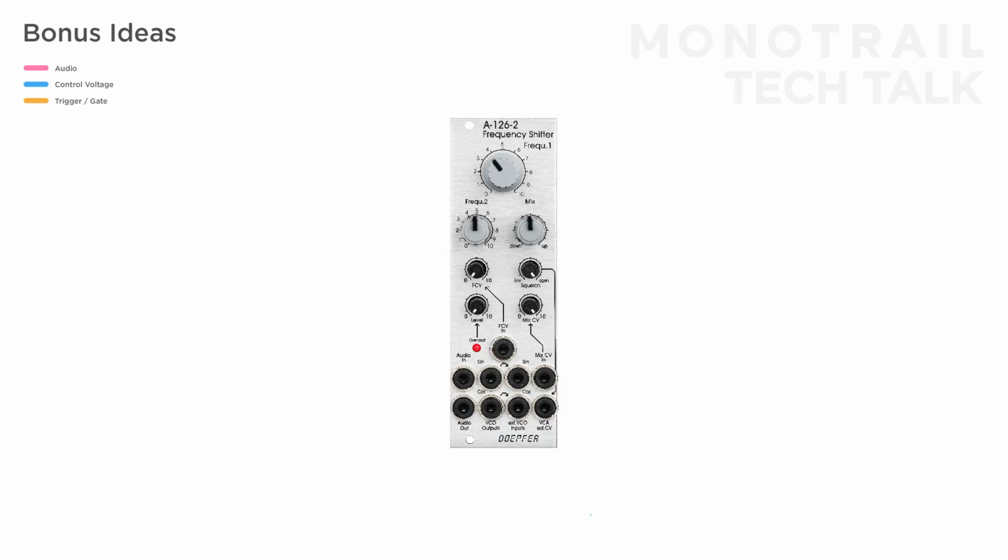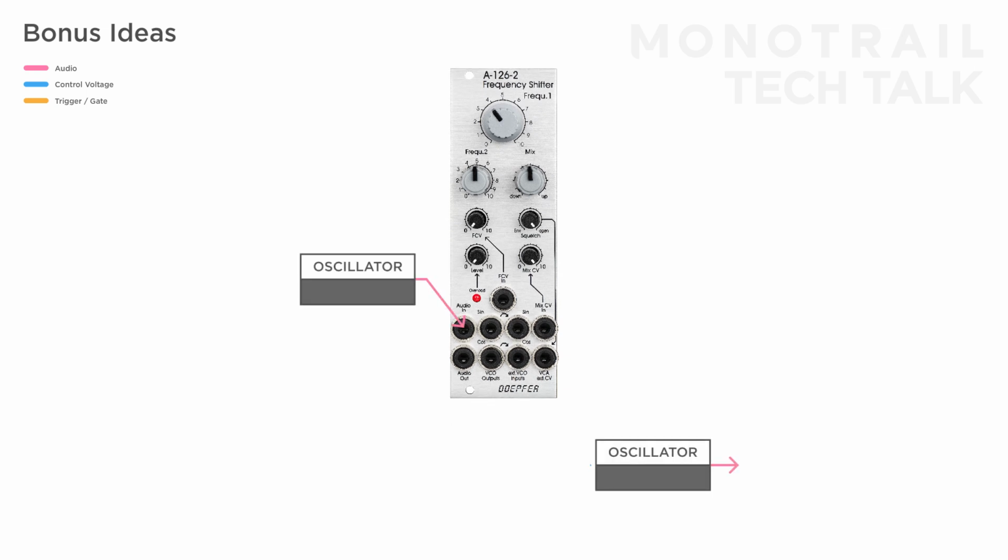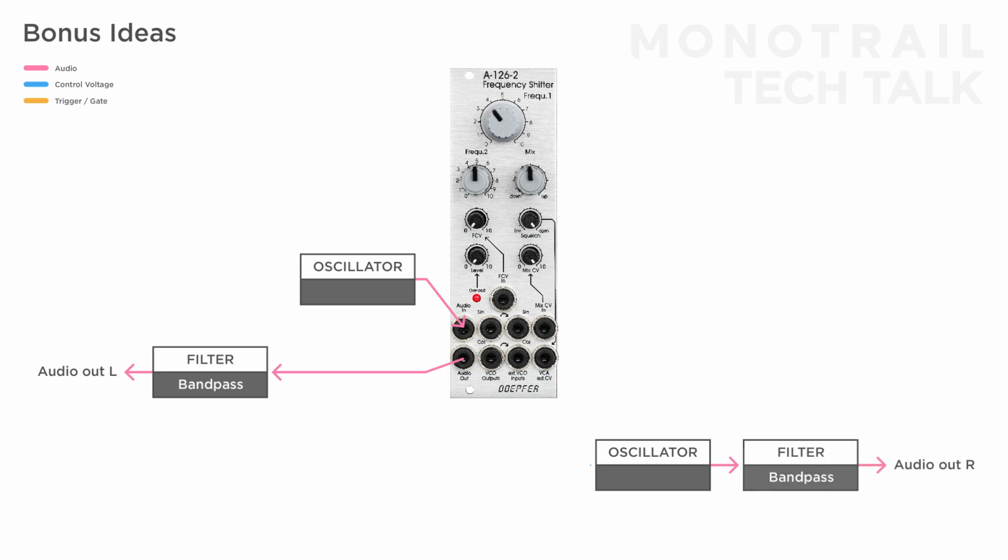A frequency shifter is very suitable for experimentation and exploration. Here are a few more uncategorized patches that I enjoyed. Frequency shifters work great in more complex self-generative FM patches. In this example, two oscillators are used to create a stereo sound. One oscillator passes through the frequency shifter and then a bandpass filter. The second oscillator also passes through a separate bandpass filter.